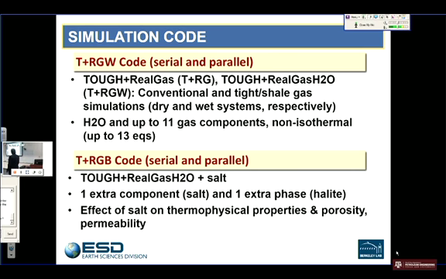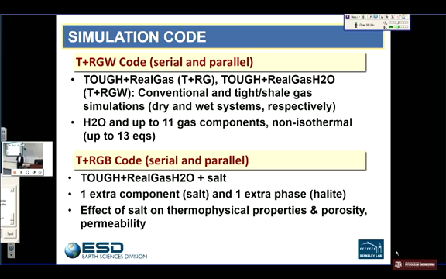In addition to this, there is a very recent, actually it's like last month or so, version of this code. It's the RealGasBrine. That's what the B stands for. It's the same thing as TOUGH+ RealGasH2O, but here we have salt.